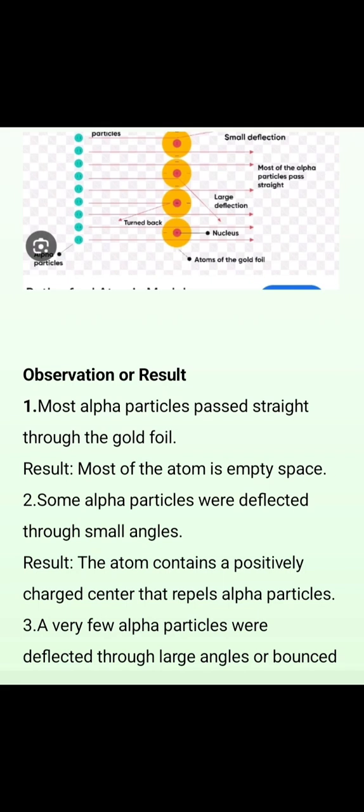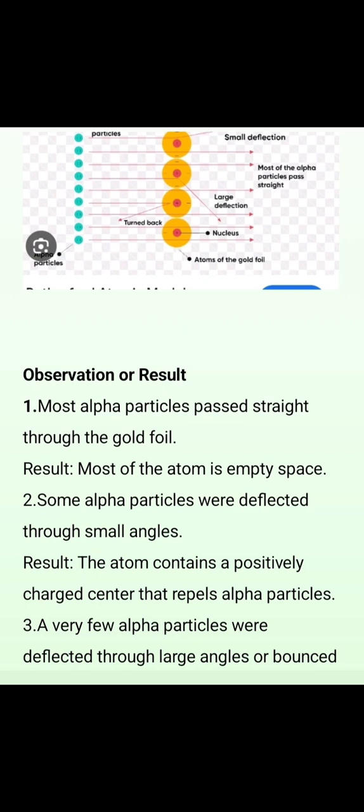First, most of the alpha particles pass through in a straight line. So according to Rutherford, this means that most of the atom's part is empty, that is, the large part of the atom is empty. So that is the first observation and first result.